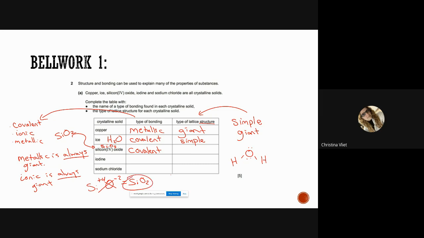That is SiO2. And so what is the type of lattice structure? You just saw it. I just showed it to you. I pulled it up from the last lesson. It's one of the ones you got to memorize. It is giant. So the way that they wrote this out was kind of like to throw you off. They did it on purpose.